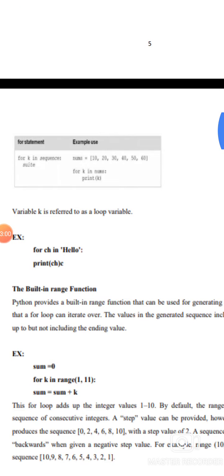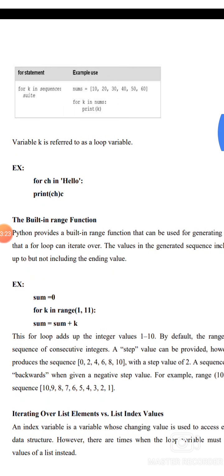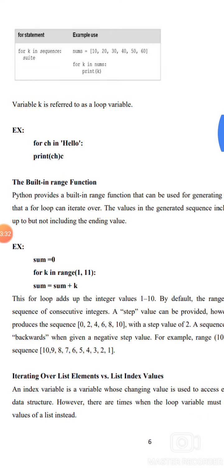For statement: for k in sequence: suite. Example: nums = [10, 20, 30, 40, 50, 60]. For k in nums: print(k). Nums is storing the 6 values 10 to 60. Print k means it prints 10, 20, 30, 40, 50, 60 as the output. The k is referred to as a loop variable. For example, for ch in "hello": print(ch). Ch means characters, and the printed values are h, e, l, l, o, that is hello.